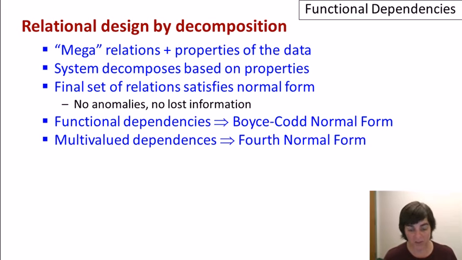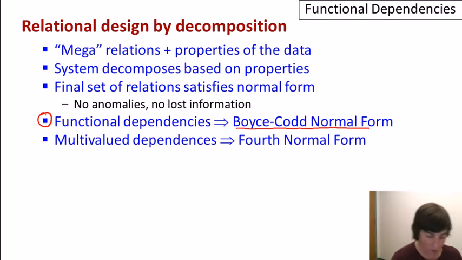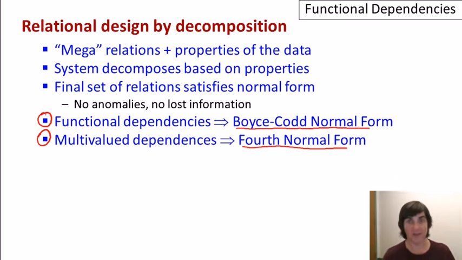And normal forms are good relations in the sense that they have no anomalies and they don't lose information from what was specified in the original mega relations. Now, the properties themselves are defined either as functional dependencies, in which case the system will generate Boyce-Codd normal form relations, or multi-value dependencies, which will then yield fourth normal form relations. So this video, as you can tell, is about functional dependencies themselves.